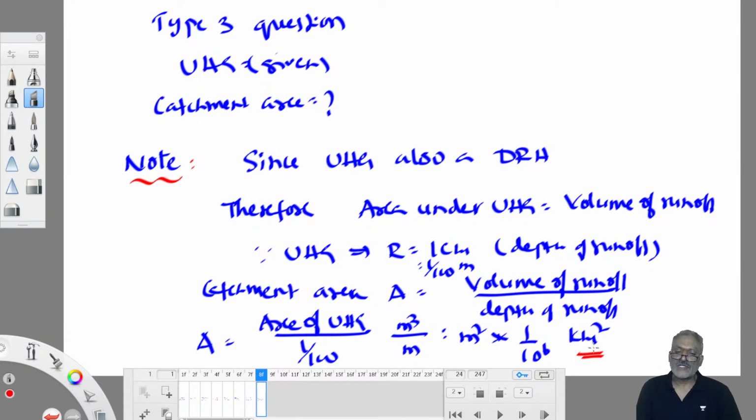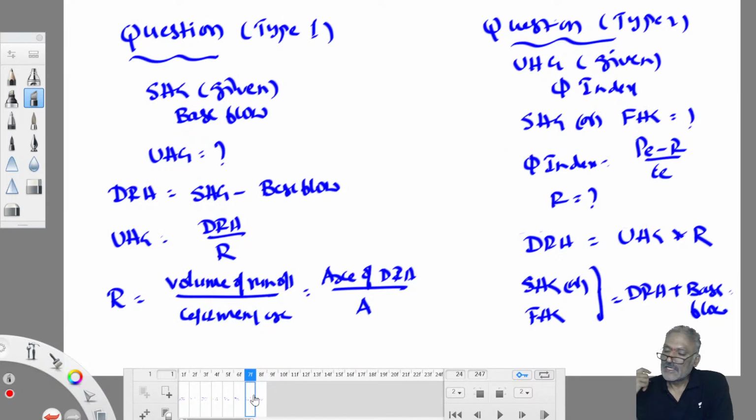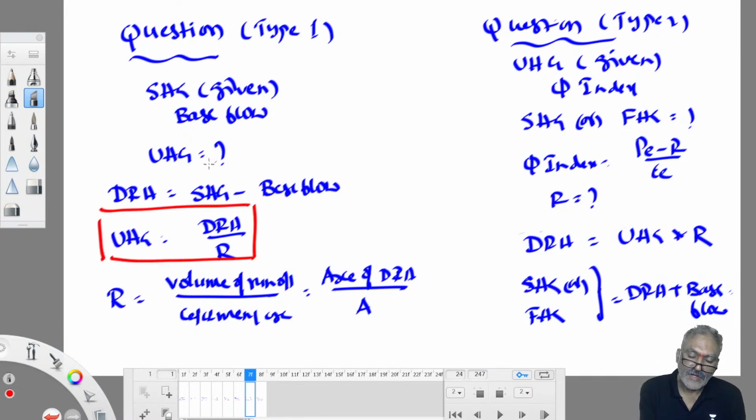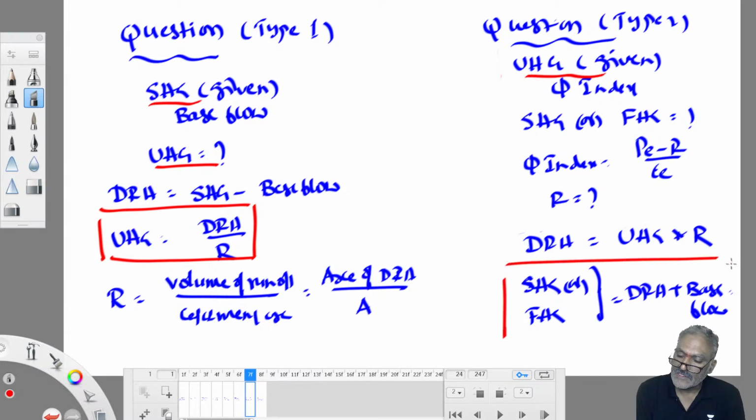So this is another type of question they are asking. So 3 types of questions are very popular related to unit hydrographs. Whenever a storm hydrograph or flood hydrograph is given to you, you are expected to derive the unit hydrograph. Whenever the unit hydrograph is given, you are expected to find out the storm hydrograph or flood hydrograph, which is equal to direct runoff hydrograph plus base flow. For that, there is information to work out runoff also.